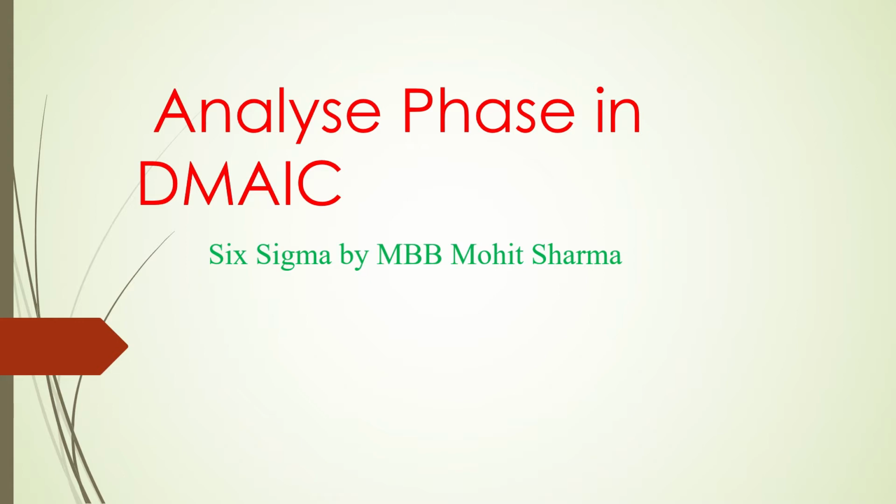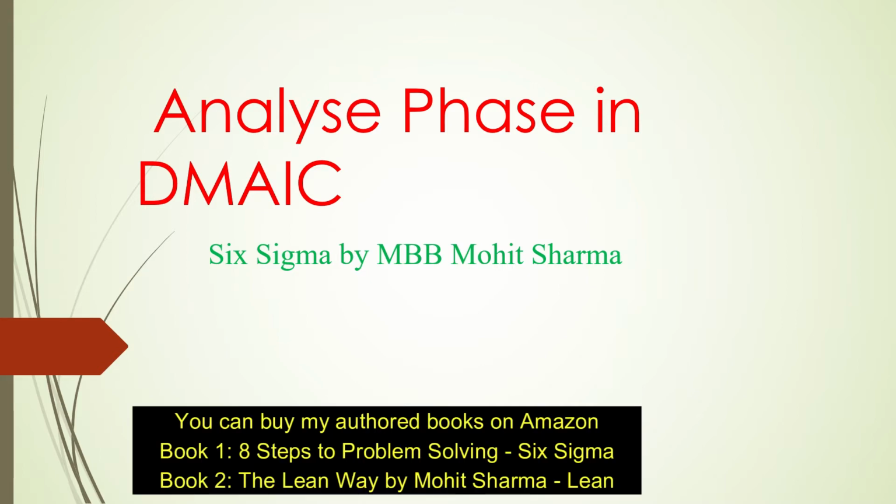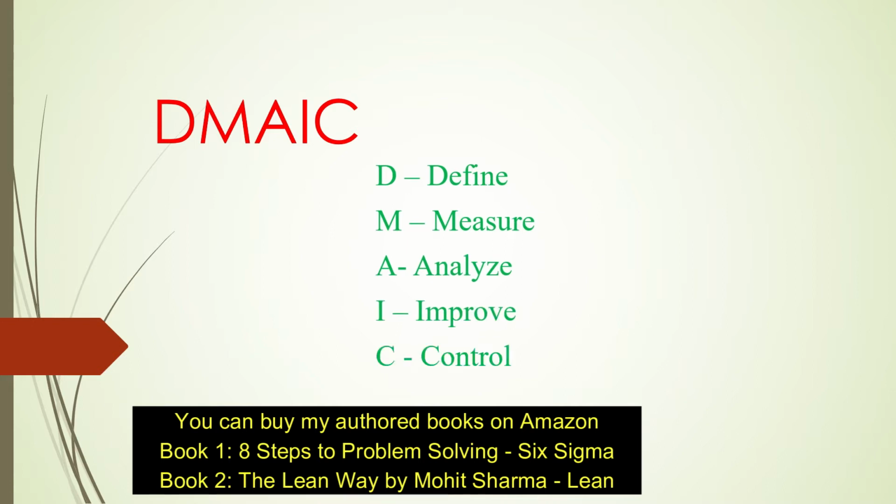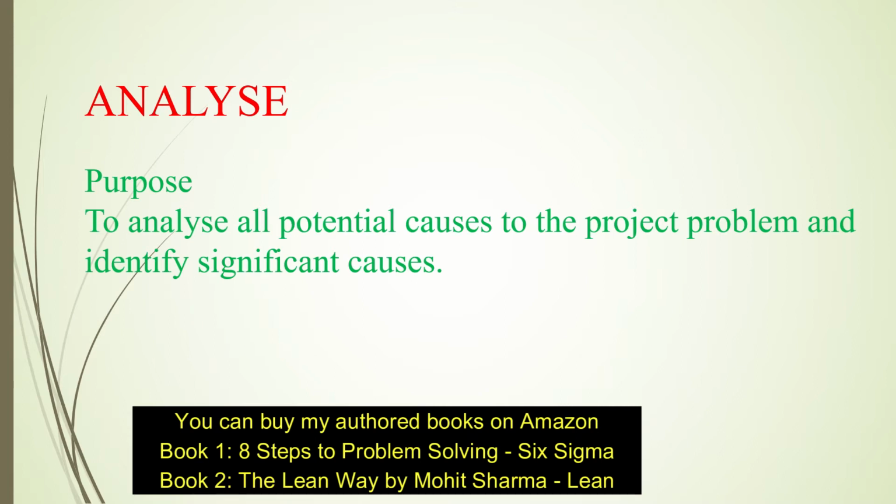In today's video, I am going to talk about the analyze phase in DMAIC methodology. As you know, I am creating a series of videos in DMAIC methodology, one video for each of the phases. So in today's video, I am going to cover analyze phase. Before we start, let's understand what DMAIC stands for. D stands for define, M stands for measure, A stands for analyze, I stands for improve, and C stands for control. The purpose of this phase is to analyze all potential causes of the project problem and to identify significant causes out of these potential causes.